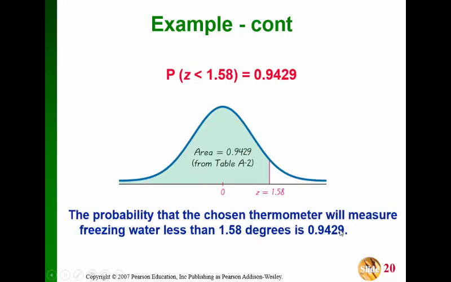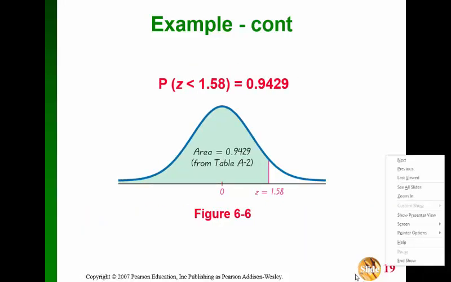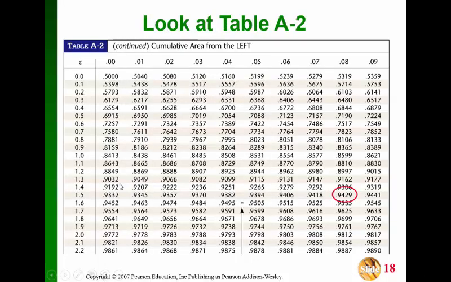Well, you look it up in the table by looking for 1.58. So 1.5 and then 8, and then that's that number. But we have a more precise way of doing things with our calculator.